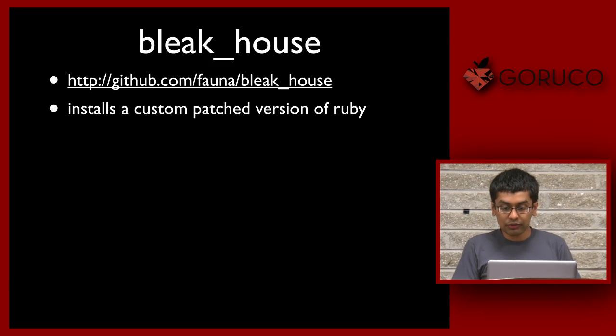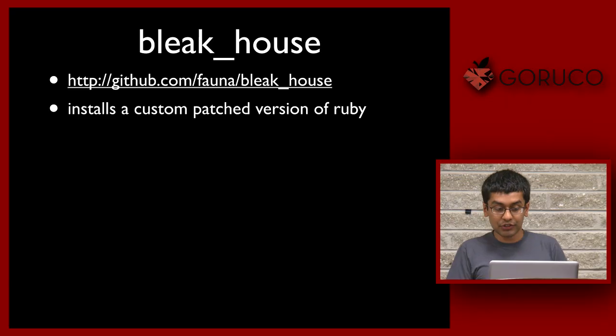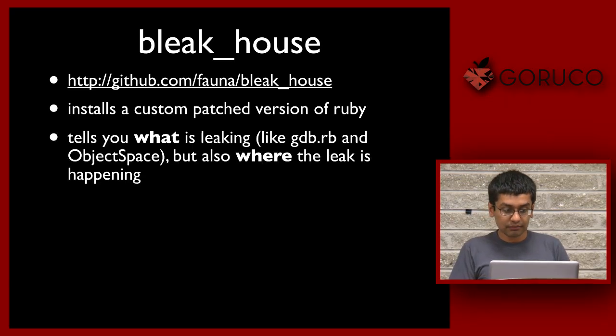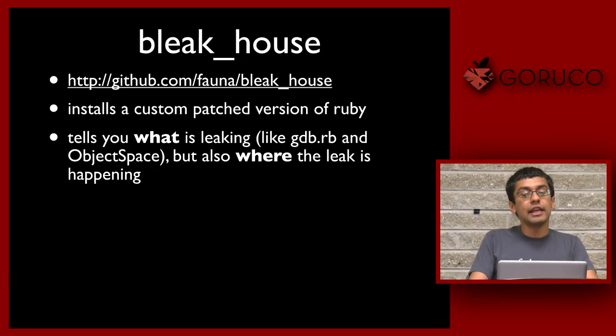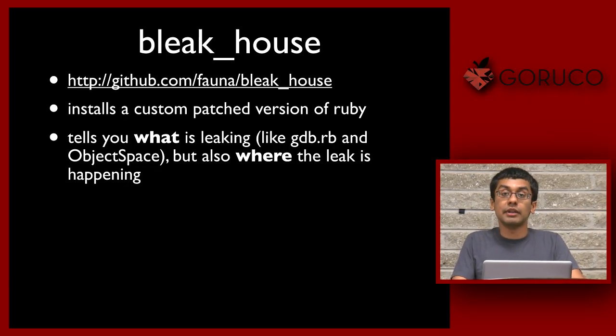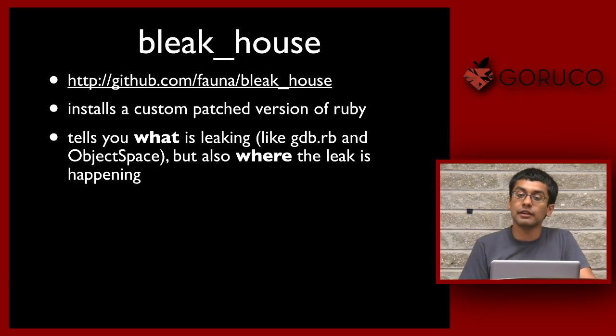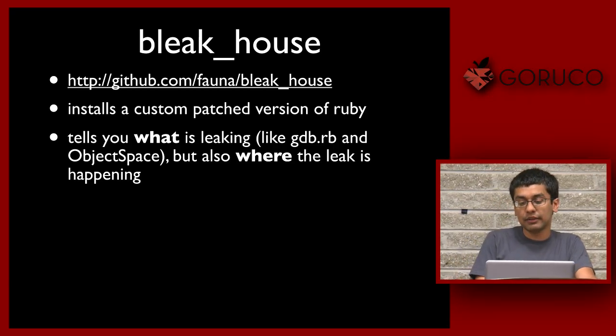So Bleakhouse basically installs a custom patched version of Ruby. And the advantage of Bleakhouse over some of these other tools is it'll tell you not only what is leaking, but also where the leak is happening, which is really useful. So you might know that this certain class is leaking, but it can be really tedious to go through all the gems and all the libraries you're pulling in, as well as all your application code, to try to figure out where that leak is actually happening.